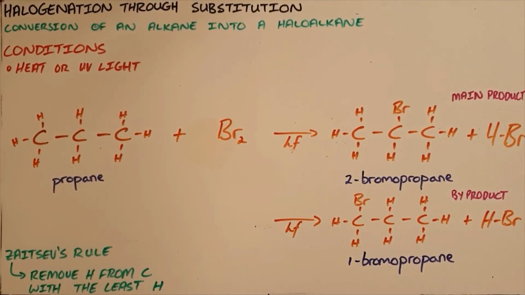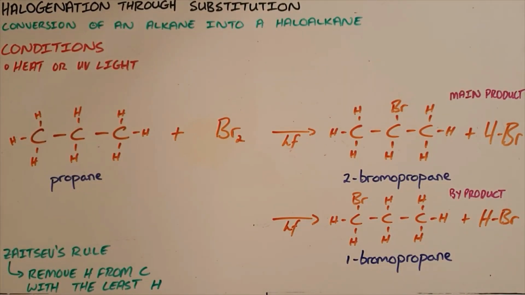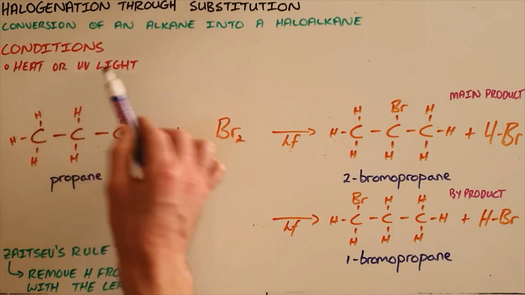A substitution reaction is a reaction in which an atom or a group of atoms is replaced by another atom or group of atoms. Halogenation through substitution is the specific substitution reaction where an alkane is converted into a haloalkane, where we know that the halogens are the elements found in group 17 of the periodic table, those being fluorine, chlorine, bromine, and iodine. In order for this reaction to take place, the specific condition is that the reaction must either be heated or there must be UV light present.